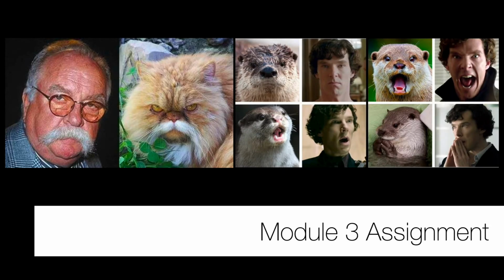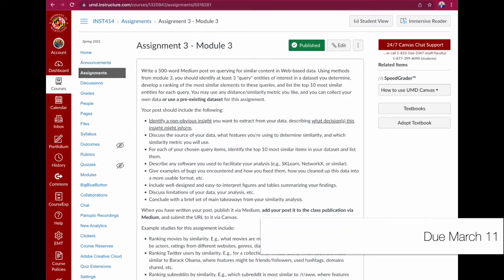This week, we start Module 3, which is about similarity metrics and dimensionality reduction. So the Module 3 assignment is about identifying similarity in content that you're looking for. So in this module assignment that's due on March 11th, so that's a couple of weeks from this Friday, you want to collect some data. Here you can use some pre-existing data. You do not have to collect your own data for this. You can use data from a previous assignment. You can use data from Kaggle, whatever you want.